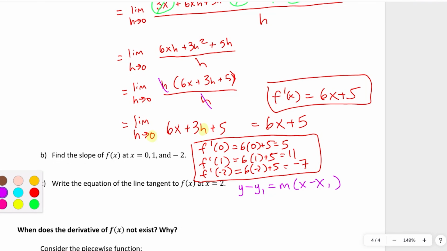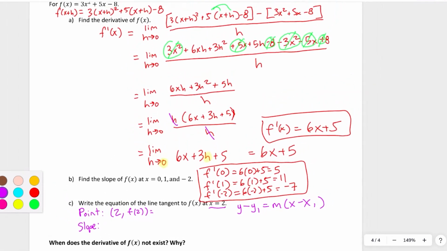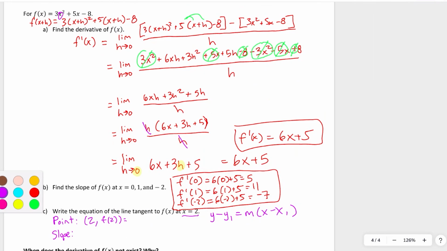Now, to use this point slope form, we need a point and a slope. Now, the point is going to be at x equals 2, comma, we need the y value. So what we need is, what's f of 2? We need to plug in 2 back into the original function up here. Okay, so 2 squared would be 4, times 3 is 12, plus 10 is 22, minus 8 is 14. So the point's going to be at 2 comma 14.